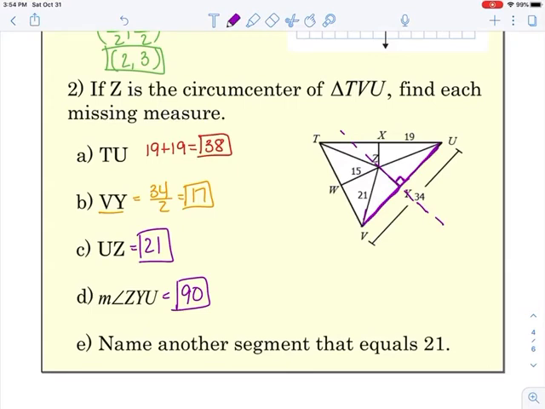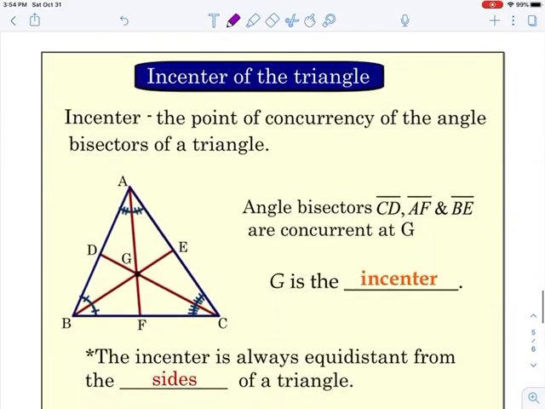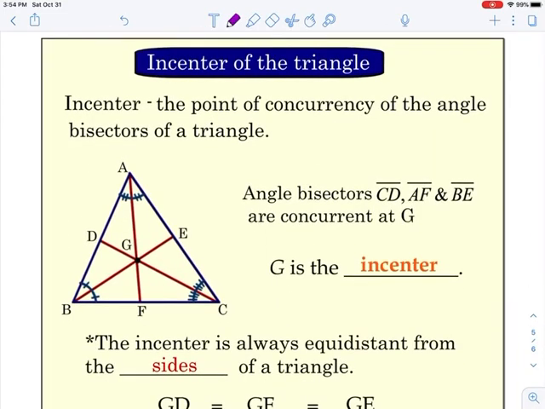Okay, and then the next thing that you have to do is name another segment that equals 21. So again, we knew that this piece was 21. And that means, again, that that piece is going to be 21 and that piece is going to be 21. So both TZ and ZU would both be 21.